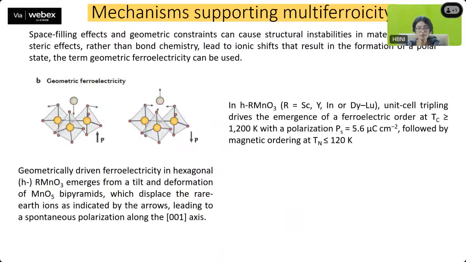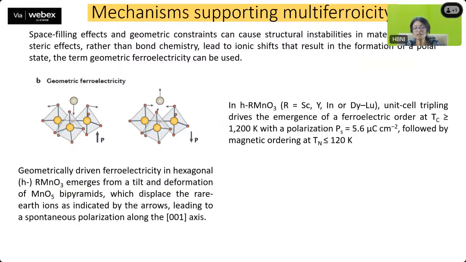Coming to the second category, which is geometric ferroelectricity. These are space filling effects and geometric constraints which can cause structural instabilities in materials. If such steric effects, rather than the bond chemistry, lead to ionic shifts that result in the formation of a polar state, the term geometric ferroelectricity can be used. So the size effects and the geometrical constraints can cause structural instabilities that lead to polar distortions and geometric ferroelectricity.